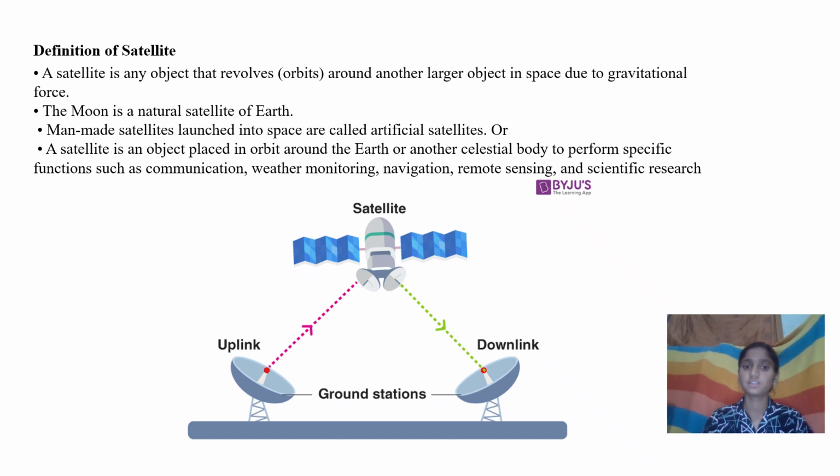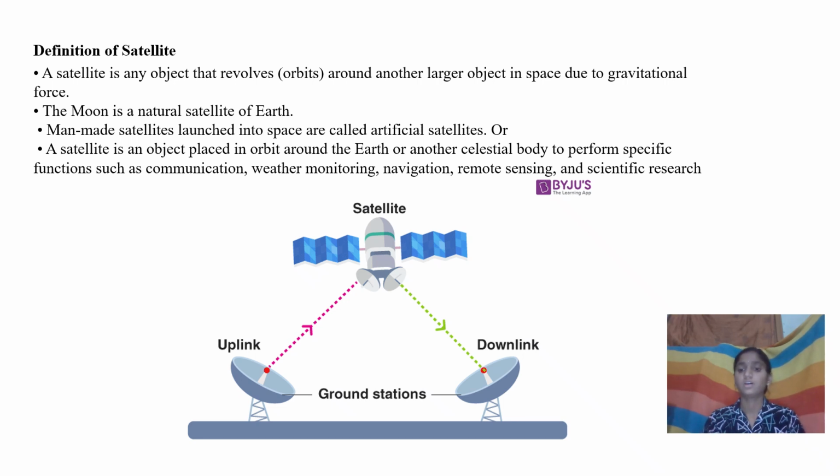Here we see the satellite. A satellite is an object that revolves around another larger object. This is the earth, the larger object, and this is the smaller object which is revolving around the earth. This is the satellite and this is the earth. Like this the satellite is revolving around the earth.